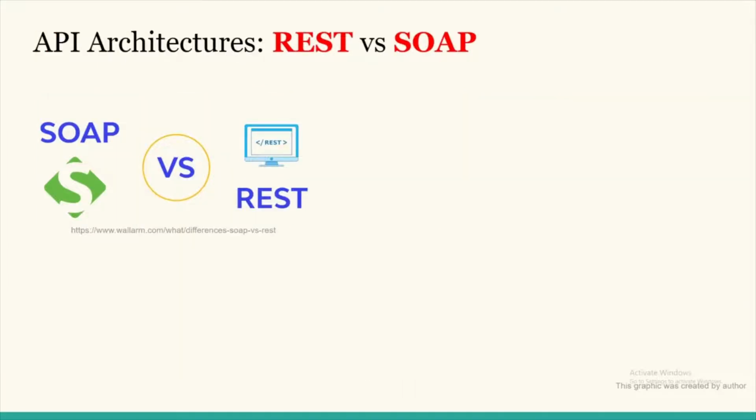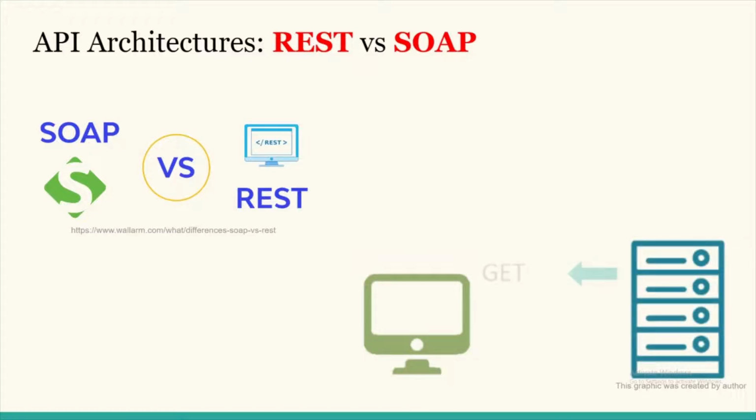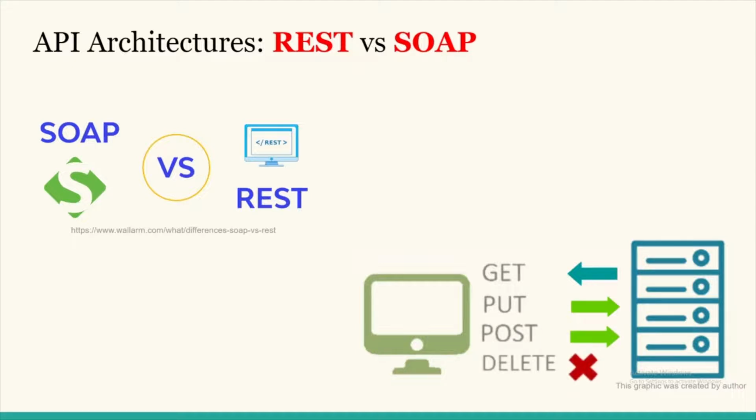Now let's take a closer look at how exactly APIs work and the architectures that they use. Most modern API architectures fall into two categories, REST and SOAP. Both APIs use HTTP protocols such as GET, PUT, POST, and DELETE to indicate the type of command. SOAP APIs are definitely an older architecture, however they are still used in some organizations.